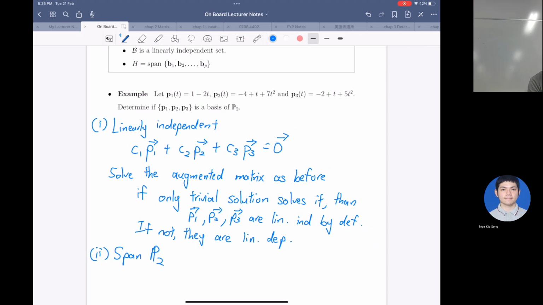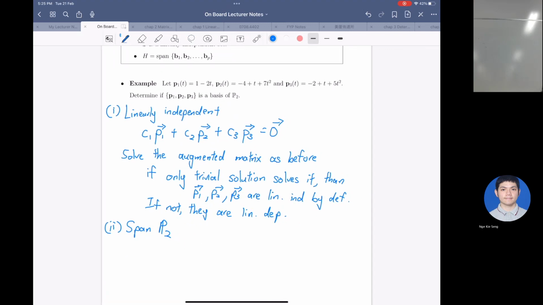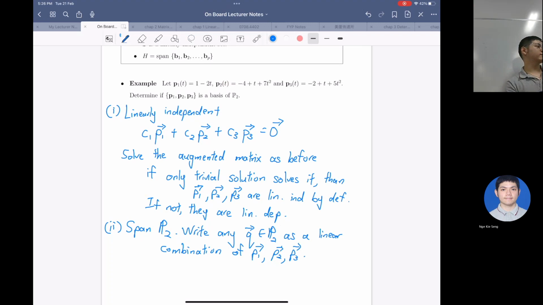So how about span? What equation do you need to consider? So what does span mean? Write any Q, let me call it Q, any Q in P2 as a linear combination of P1, P2, P3. So what's the difference between linearly independent and span now? The equation becomes a general Q instead of 0.